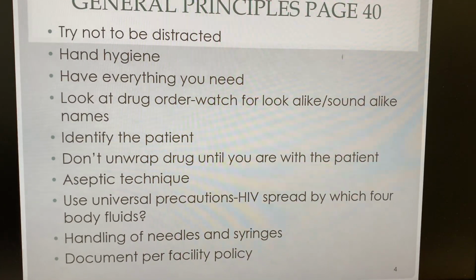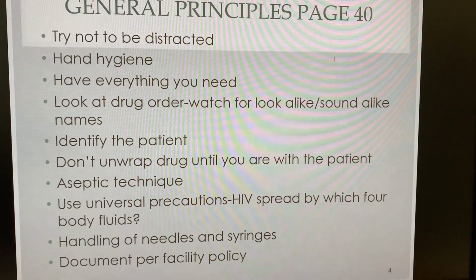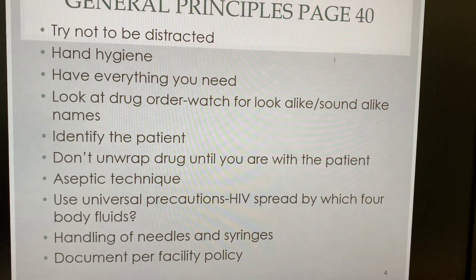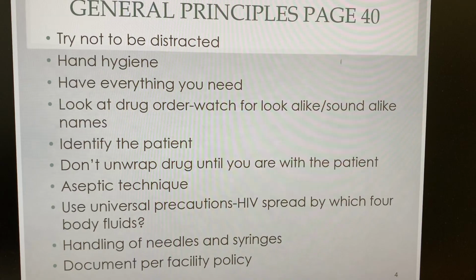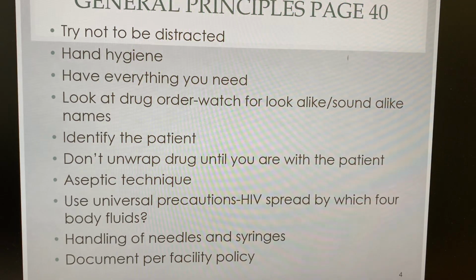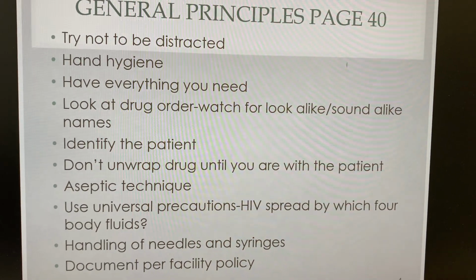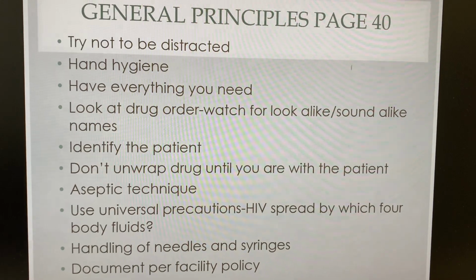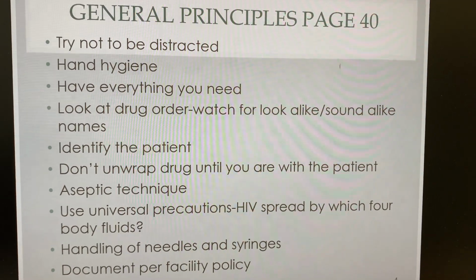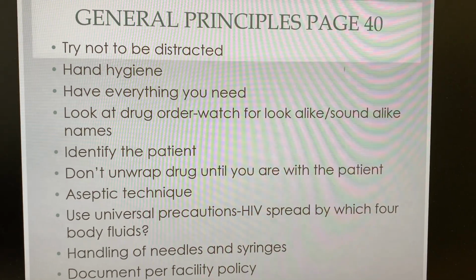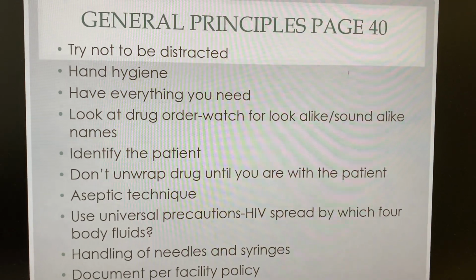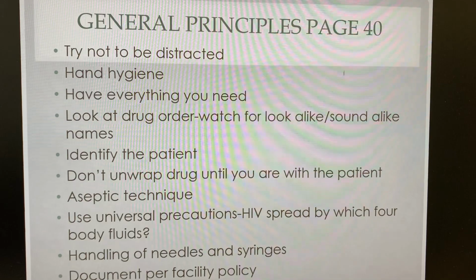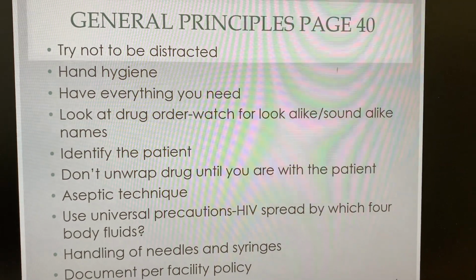We will stress constant identification of the patient using two determining factors, usually the bracelet if they have one, their name, their date of birth, if it's at a nursing facility, a picture. It's a good idea not to unwrap the drug until you're with the patient, because many times they will refuse it or they're unable to take it, and then you have this unlabeled drug.